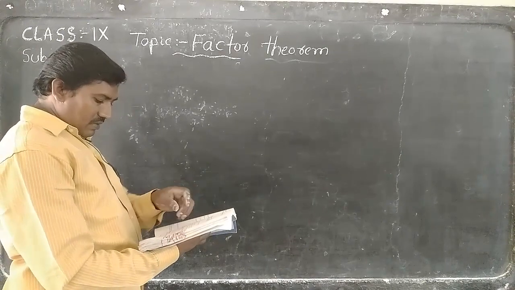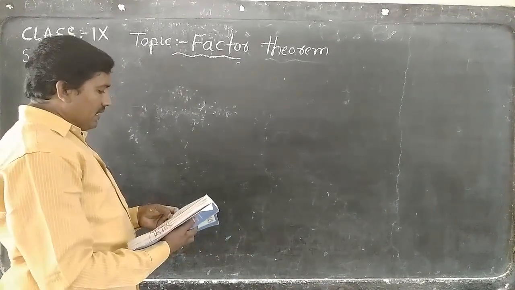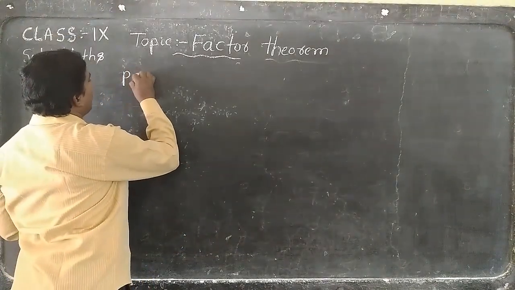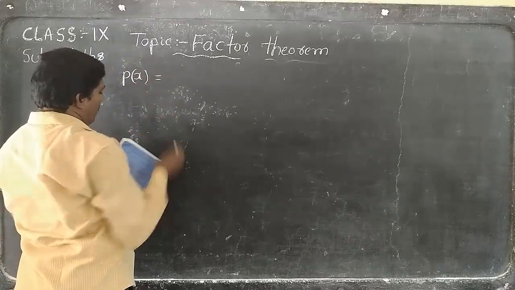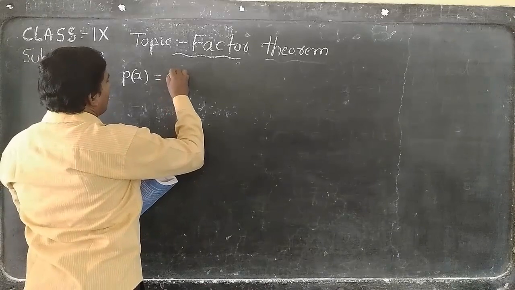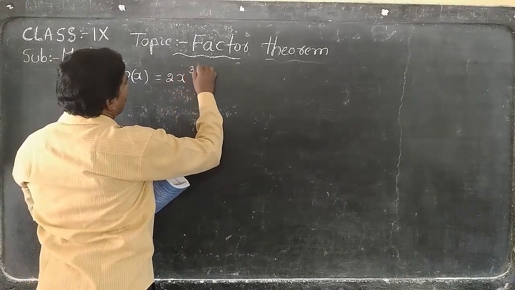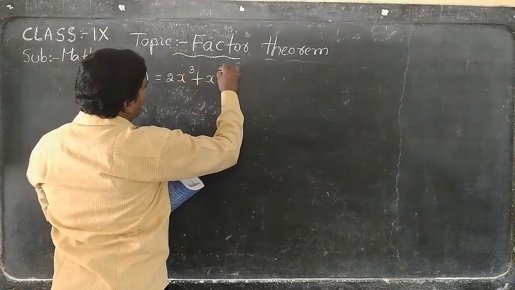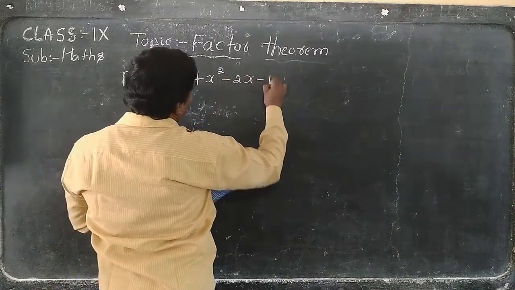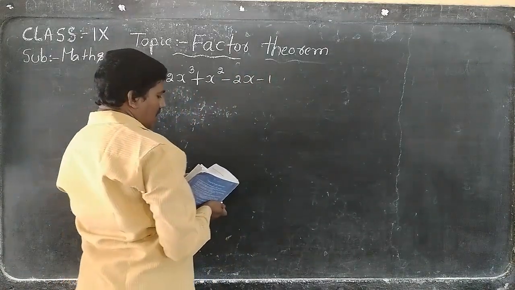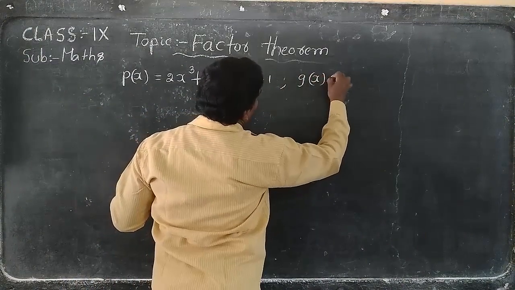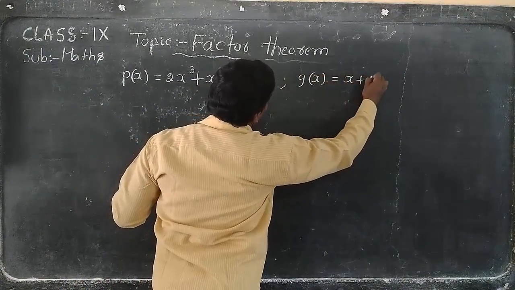Now see here, we will see p of x, they given. P of x is equal to 2x cube plus x square minus 2x minus 1. Here they given g of x is equal to x plus 1.